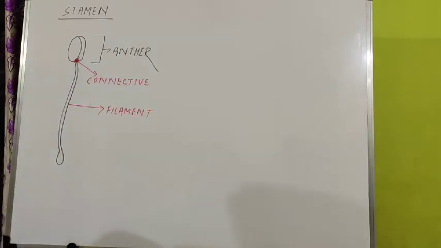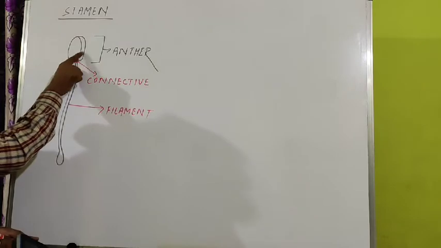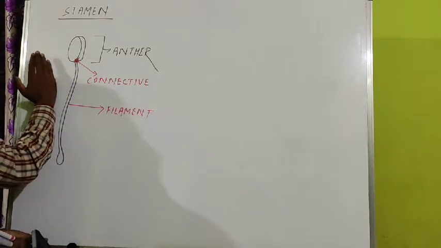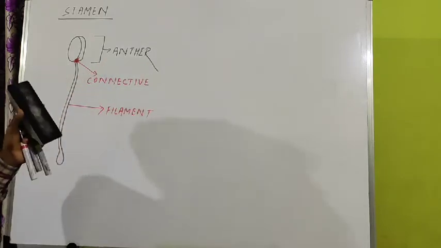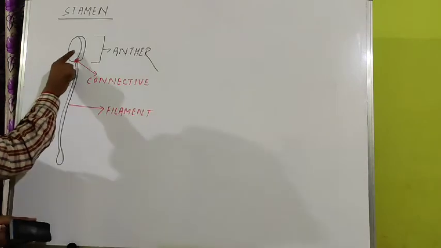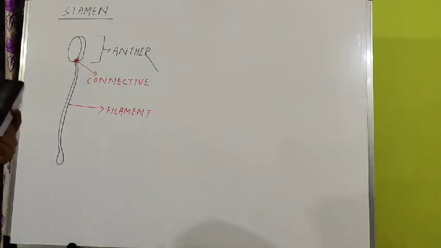If you look at the anther, each anther contains two sides. So it is a bilobed structure. One is the left side, another is the right side. So two lobes are there. Just like the heart has four sides, four chambers, similarly here there are two sides. These sides are called a lobe.